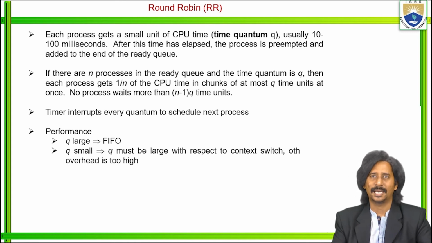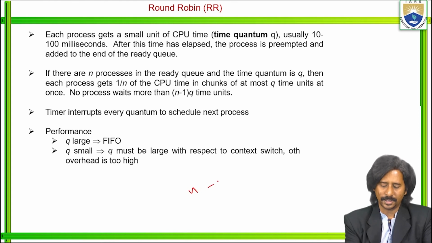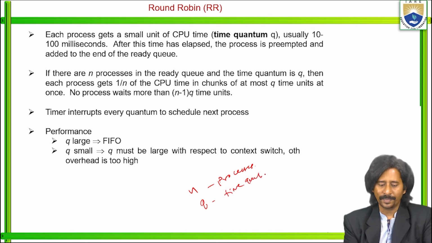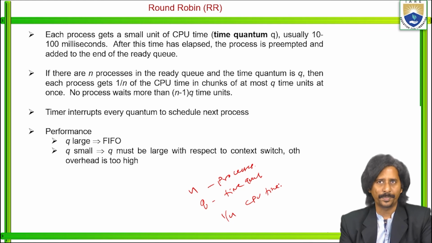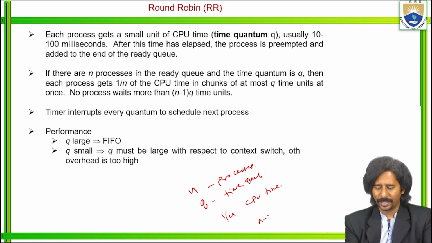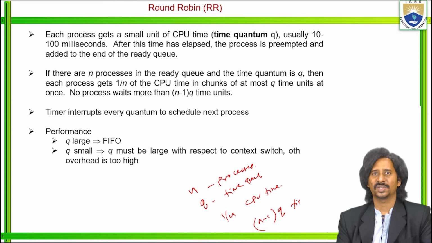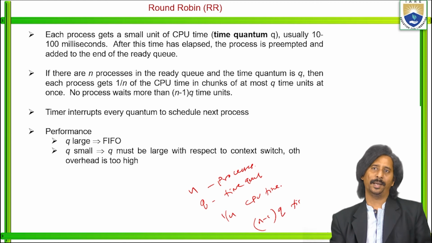Let us take a simple example. If there are n processes in the ready queue and the time quantum is a small q, then each and every process gets 1 by n of the CPU time. So no process waits more than n minus 1 into q time. No process can wait more than (n minus 1) times q. Here the timer interrupts every quantum to schedule the next process.